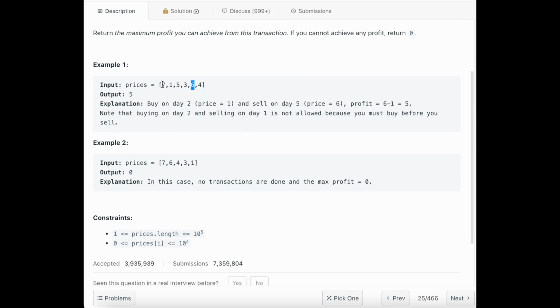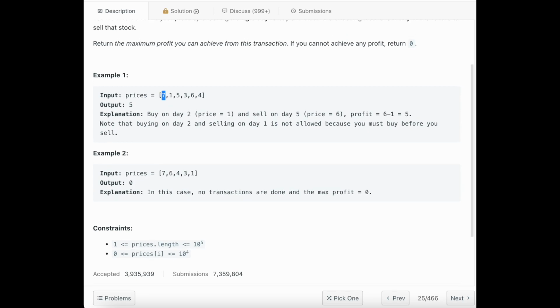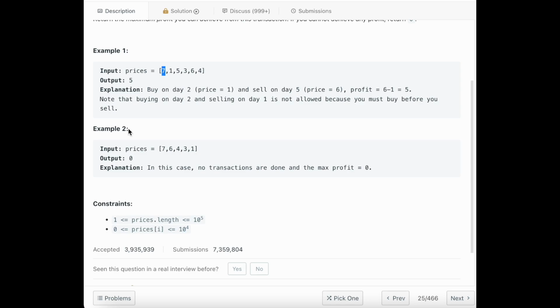And if you look at the other combination in the explanation provided, you cannot purchase it on the second day and sell it on day 1, because the stock always has to be purchased before being sold. And example 2 is where the price of the stock on day 1 is 7, then it is 6, 4, 3, and 1. So it is continuously, monotonically decreasing. So the output in this case is going to be 0.